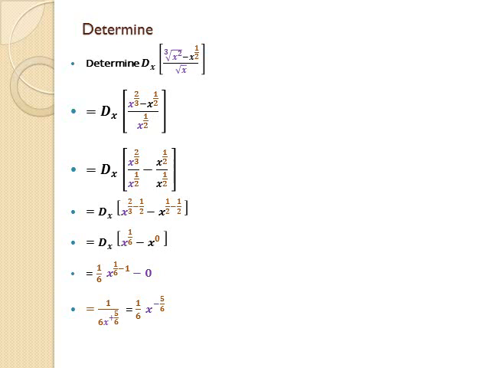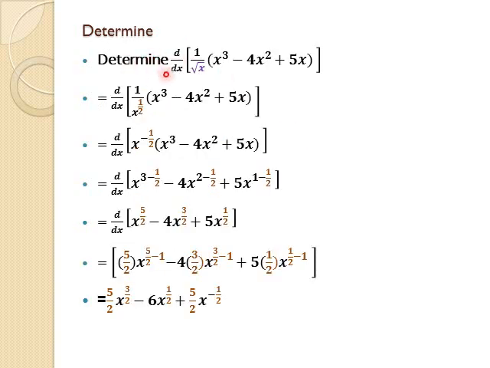Next problem. So determine d over dx given 1 over square root x times x cubed minus 4x squared plus 5x. So from here I have to simplify that before I can differentiate. I assume you know square root of x by now is written as x to the half. 1 from inside goes on top, 2 from outside goes at the bottom. I've left the same items in a bracket. If I take that up, it becomes x to the negative half.